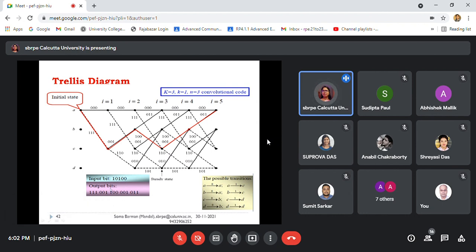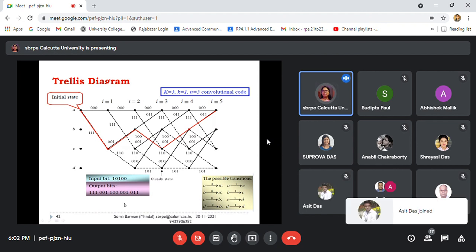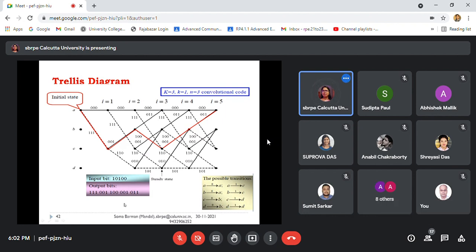So this will be the encoded output of the encoder. This is the encoded information. So you can easily encode the information from the Trellis diagram of a convolution coder, without knowing the convolution coder, because your convolution coder is represented by the Trellis diagram. So from the Trellis diagram, you can get the idea of your coder, and you can easily encode your information by means of your Trellis diagram.